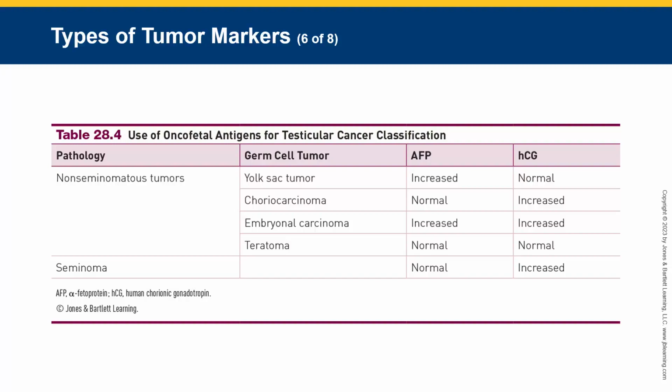So use of oncofetal antigens for testicular cancer classification. So non-seminomatous tumors, if you have a yolk sac tumor, AFP is increased, HCG is normal. A choriocarcinoma, AFP is normal, HCG is increased. Embryonal carcinoma, both are increased. Teratoma, both are normal. A seminoma, the AFP is normal and HCG is increased. So those two, HCG and AFP, can be evaluated through clinical chemistry methods.